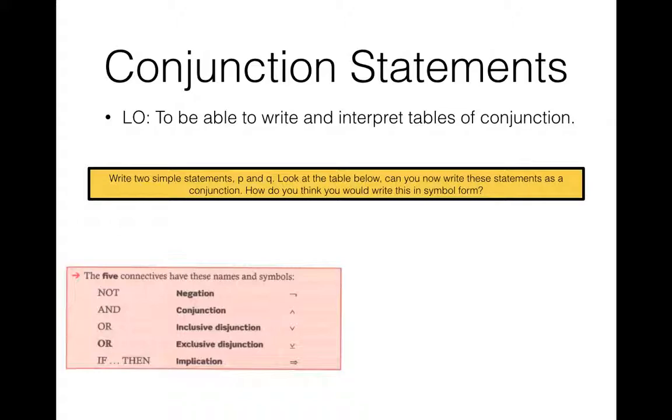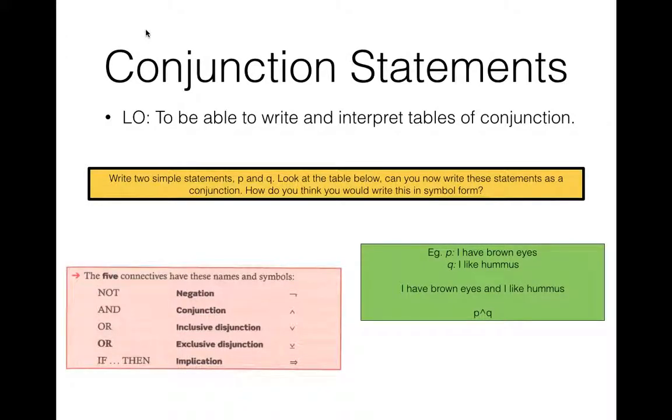Okay, so you should have taken your two simple statements, and to write them as a conjunction, you just put an "and" in the middle. So here's my example. P, I have brown eyes, and Q, I like hummus. My conjunction statement is I have brown eyes and I like hummus.